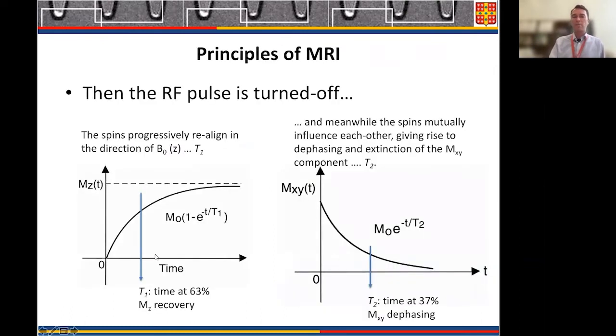So here you have a representation of the magnetization recovery. So the T1 refers to the increase in magnetization observed. So the longitudinal magnetization recovery gives rise to the T1 effect. And the decrease due to dephasing between the spins is called the transverse magnetization decay. And this is represented by the right-hand side figure.